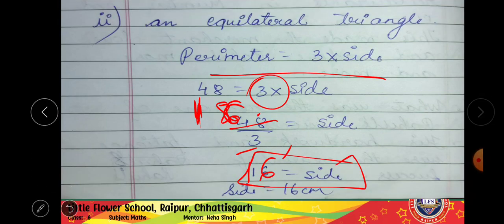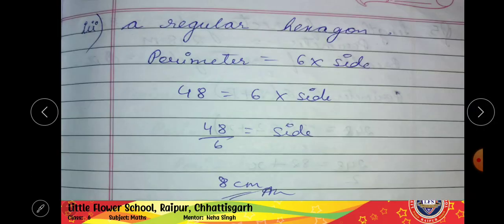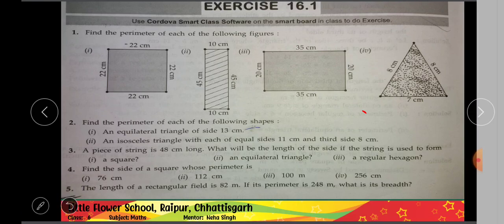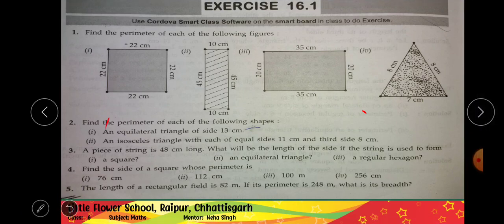Now the third, a regular hexagon. Now the perimeter of a regular hexagon will be 6 into side, right? Since a hexagon has 6 sides, now the perimeter will be divided by 6, 48 by 6, 6 8s are 48. So the answer, that is the side, will be 8 centimeter. Before starting with these questions, in the first question, you will be drawing the diagrams neatly.